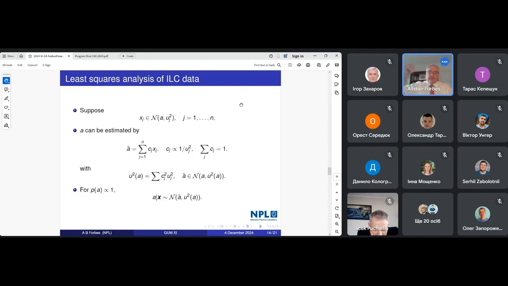If those measurements are drawn from Gaussian distributions centered at the measurand, but with variance u sub j squared, we compute the least squares estimate, we can compute the variance associated with the least squares estimate, and we can assign a Gaussian distribution to the least squares estimate. And in a Bayesian world, the posterior distribution is also given by a Gaussian distribution. That's assuming that all the measurements are drawn from a Gaussian with known variances.